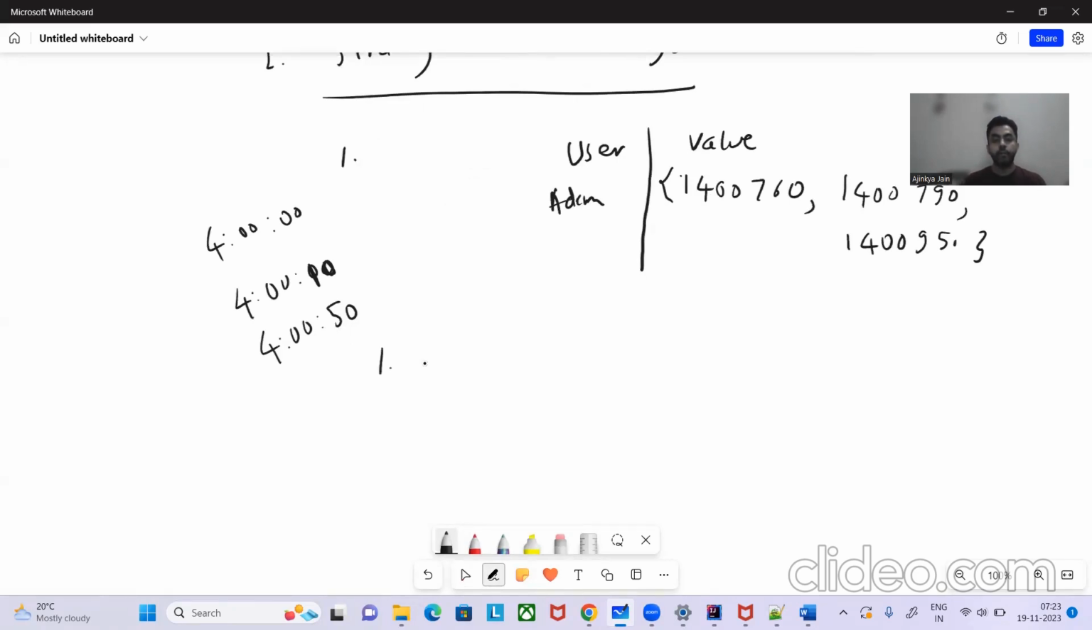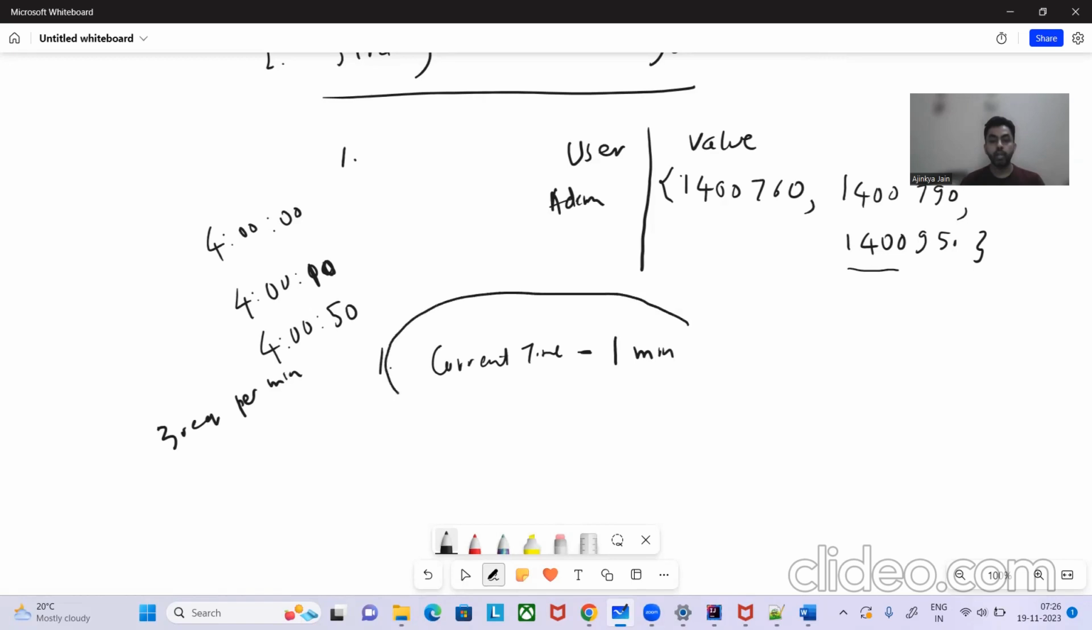So what will be the steps? Let's say we are accepting three requests per minute. The first step for this algorithm would be that whatever older timestamps we have, we are going to delete them. Current time minus 1 minute. The timestamps older than this will be removed for this particular user.